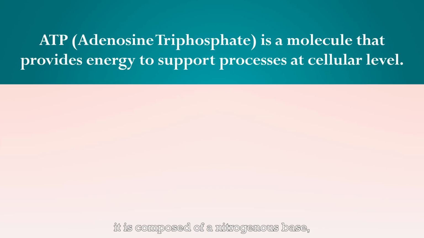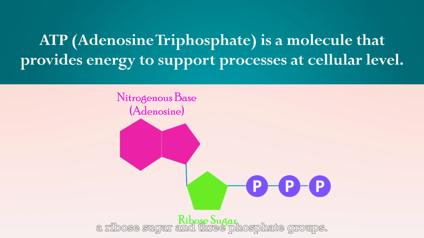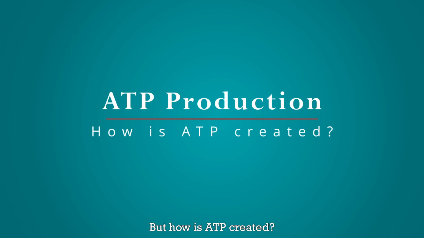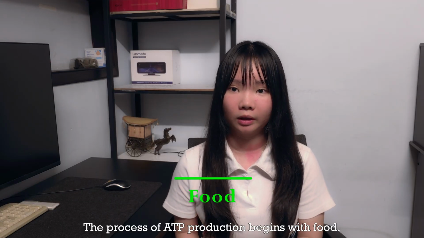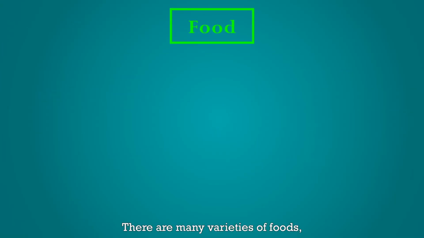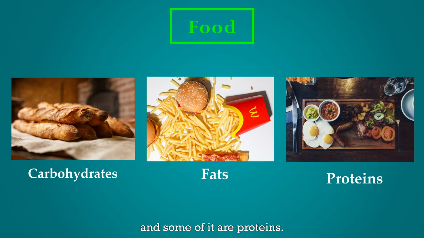Structurally, it is composed of a nitrogenous base, a ribose sugar, and three phosphate groups. But how is ATP created? The process of ATP production begins with food. There are many varieties of food. Some of it are carbohydrates, some of it are fats, and some of it are proteins.